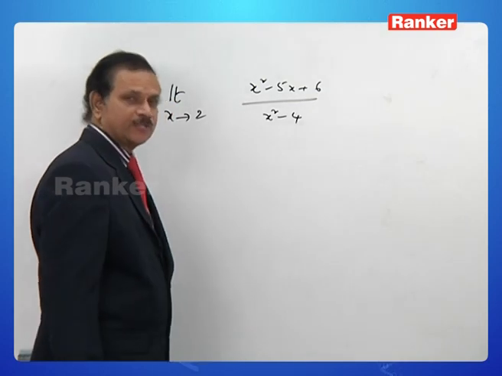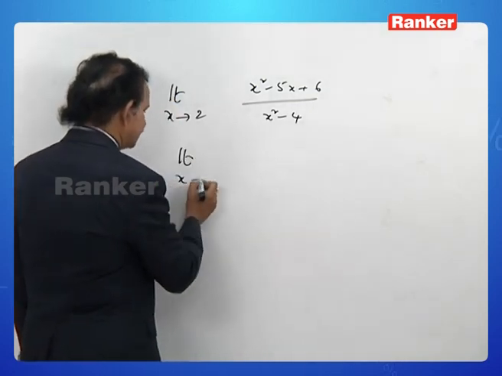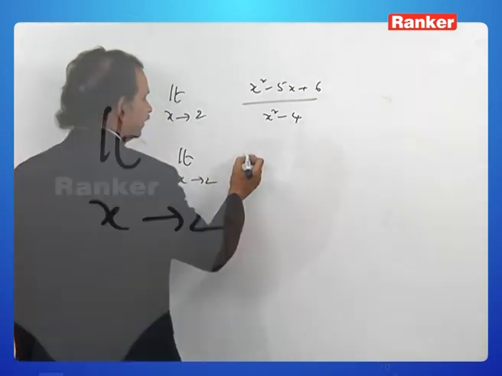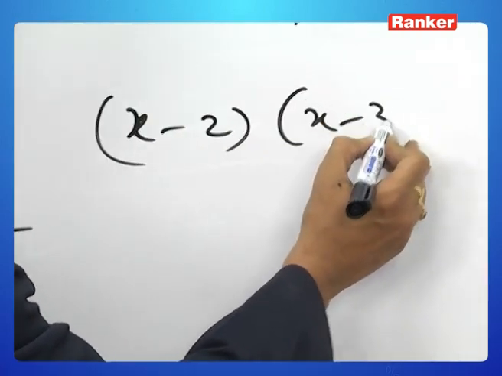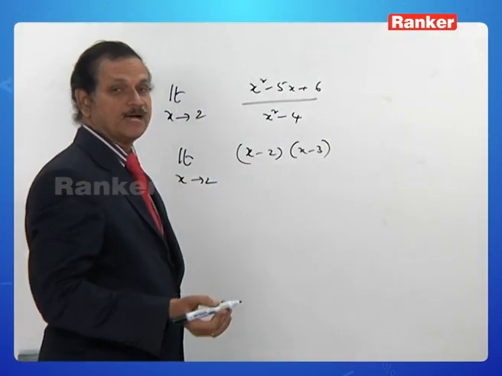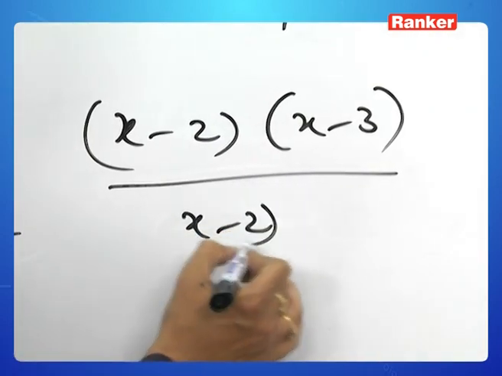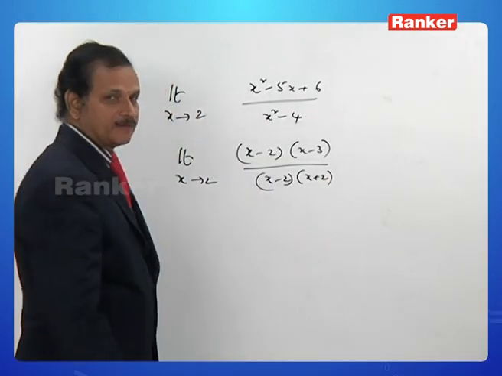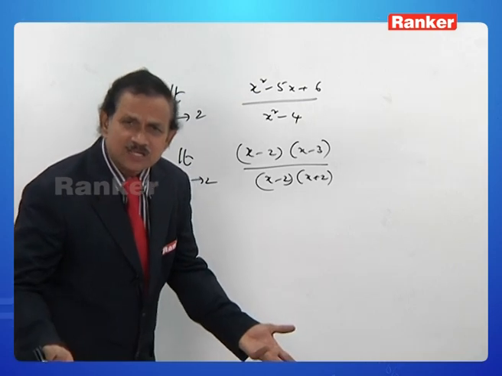Let us try to factorize. What is going to happen? Limit as x tends to 2. What is x square minus 5x plus 6? It can be taken as (x minus 2) into (x minus 3). And x square minus 4? It is (x minus 2) into (x plus 2). Automatically x minus 2 can be cancelled. Can it be cancelled? Surely.